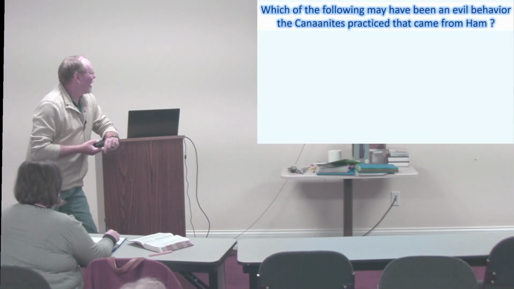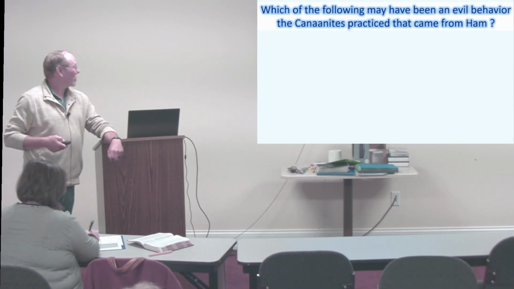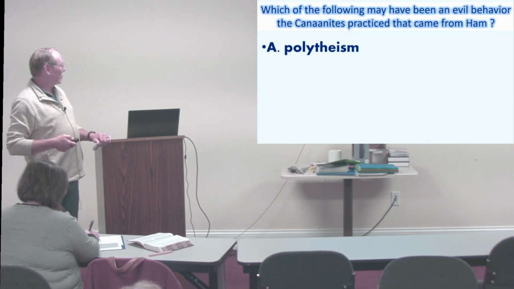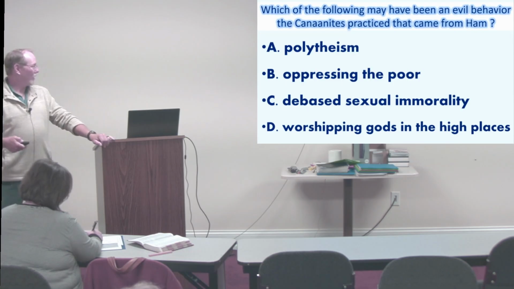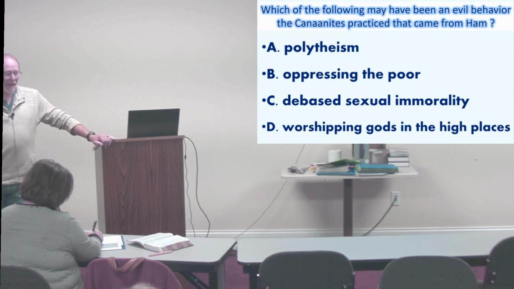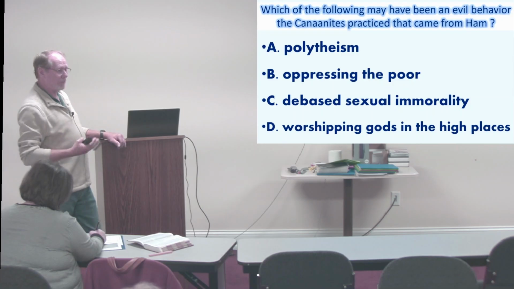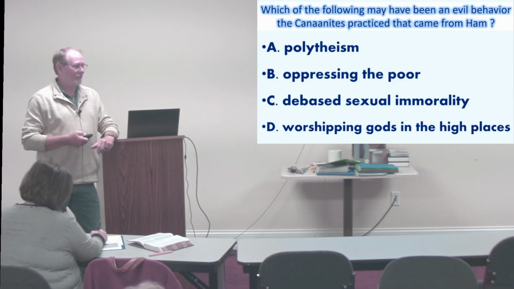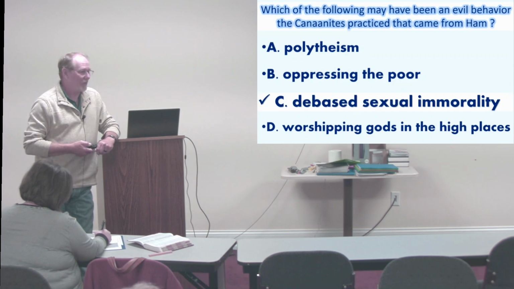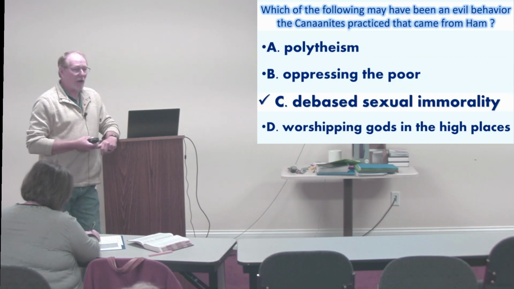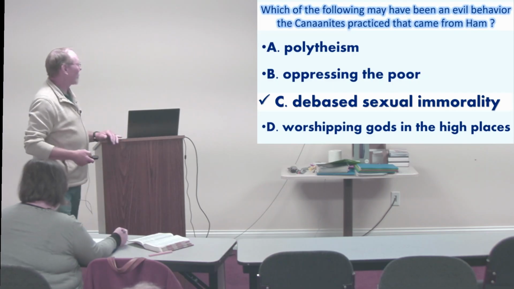Which of the following may have been an evil behavior the Canaanites practiced that came from Ham? Polytheism, oppressing the poor, base sexual immorality, worshiping gods in high places. They're all bad, but which one do you think would be more right? See, the base sexual immorality, because of what Ham did with his father.